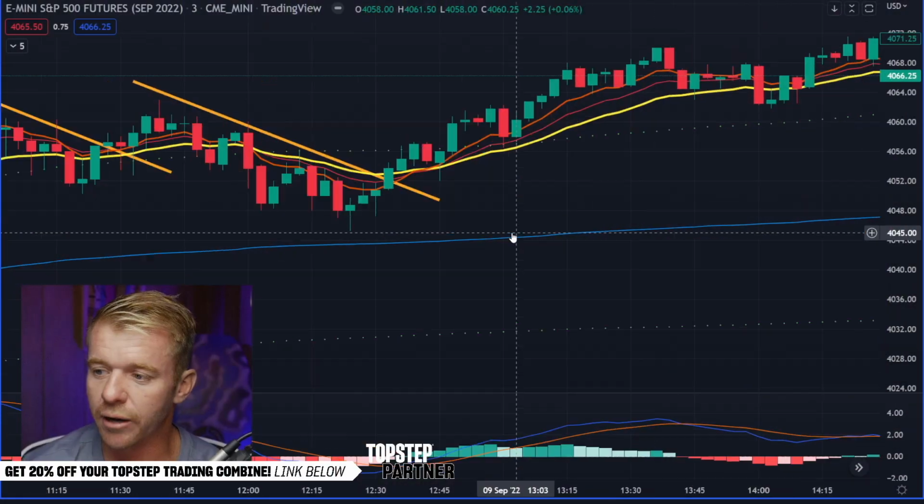This would also help you with your entries. If I see a breakout to the upside, but my stop loss would be 10 handles, it's too much. So I'm like, okay, I missed out maybe on my entry. I need to wait for a pullback. That's one way to look at this. I can wait for a pullback here.